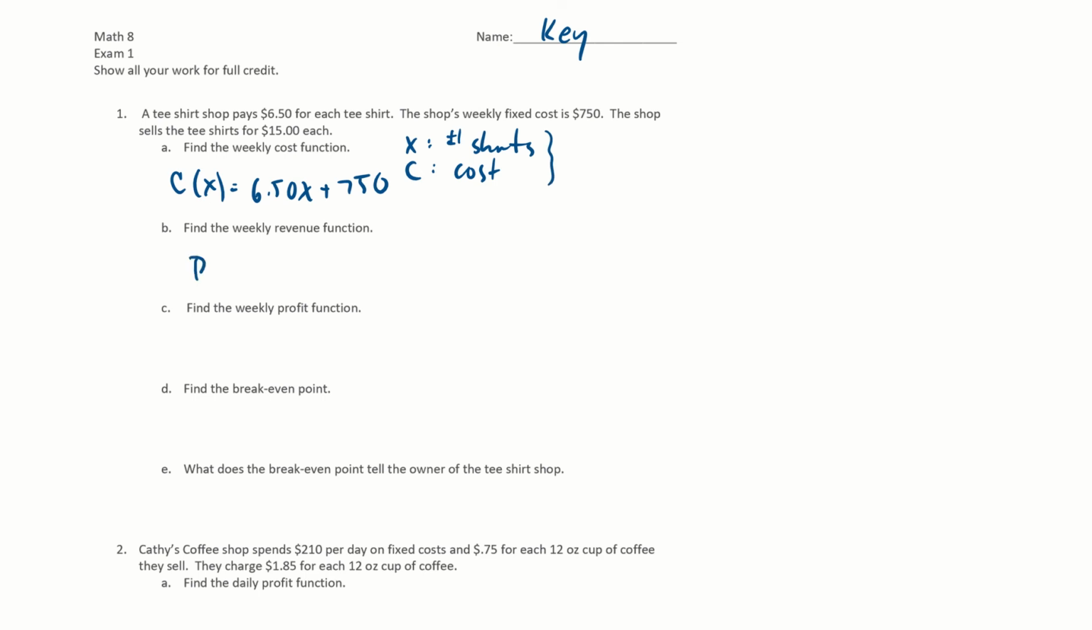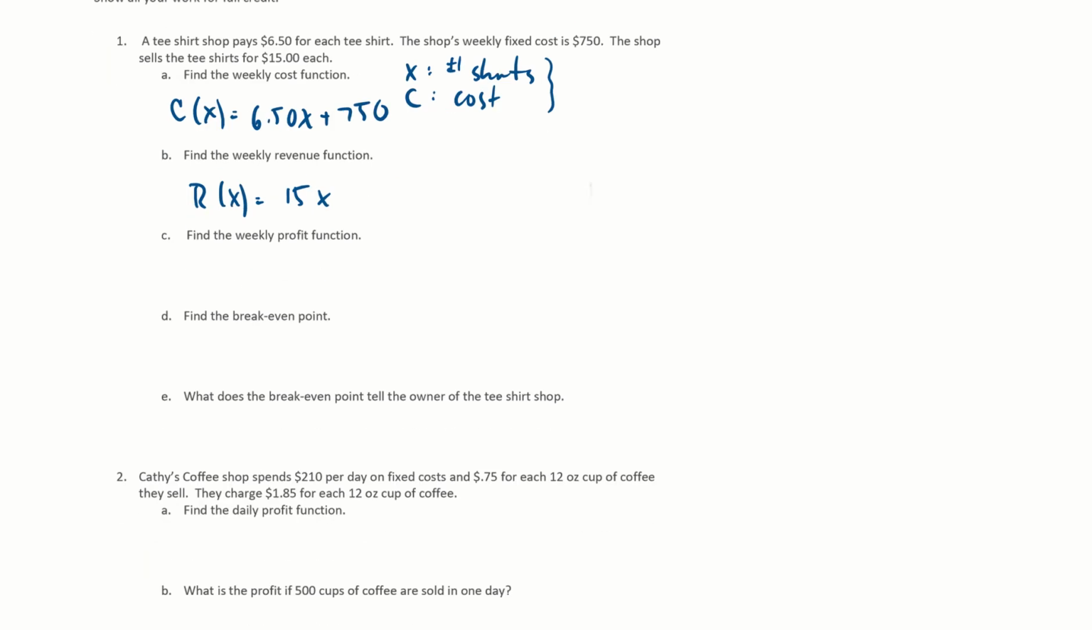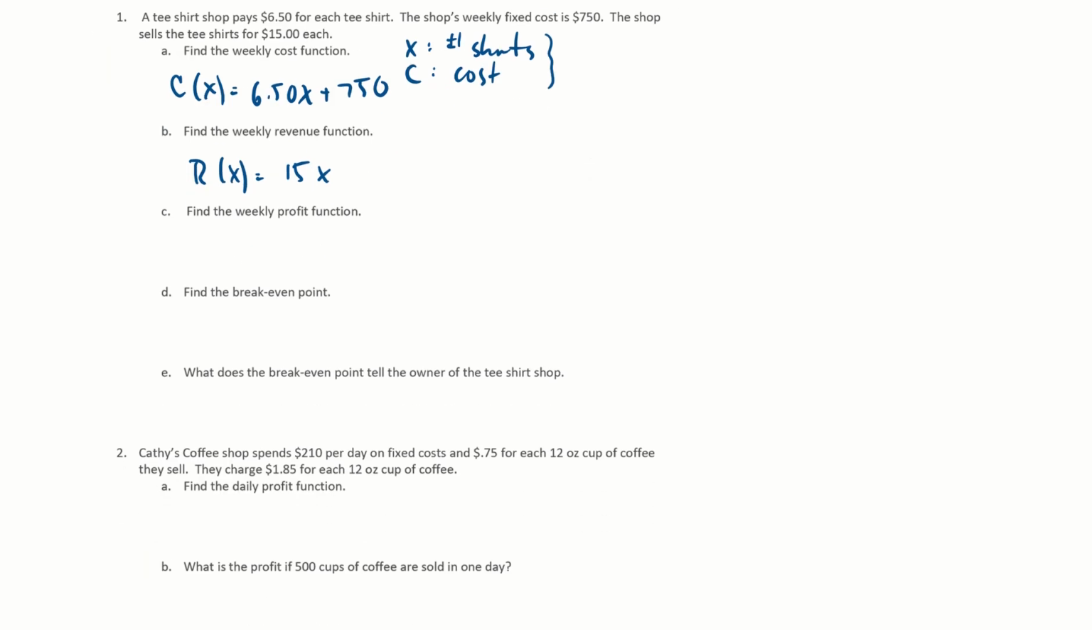Revenue function, R of X is 15X. Profit is the revenue minus the cost, which is going to be 15X minus (6.50X plus 750). And if you simplify that, you get 8.5X minus 750.